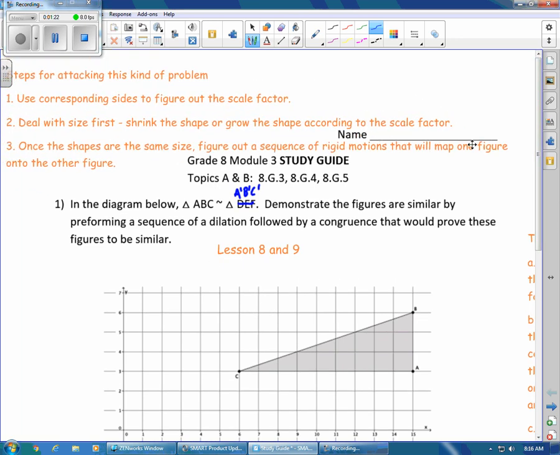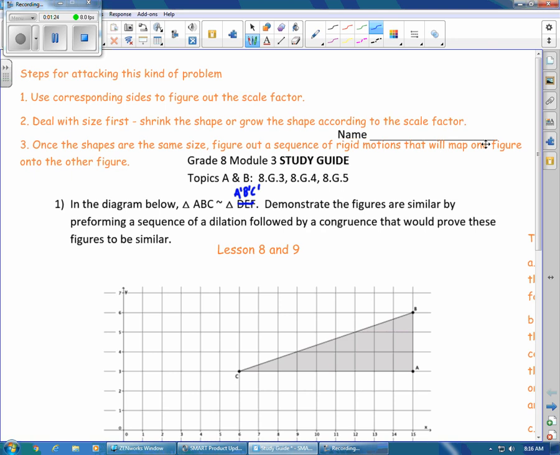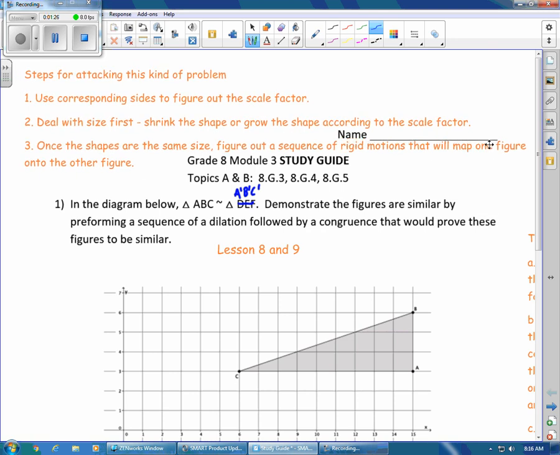If something is written in red here, these are not explaining the problems. These are directions for you. So, steps for attacking this kind of problem: we're going to use corresponding sides to figure out the scale factor. We're going to deal with the size first, so we're going to shrink the shape or grow the shape according to the scale factor. And then once we have the shape the same size, they're going to be congruent, and we're going to prove that congruence using a series of rigid motions. So we're going to figure out the sequence of rigid motions that will map one figure onto the other.